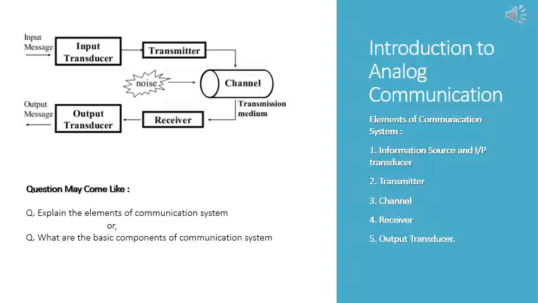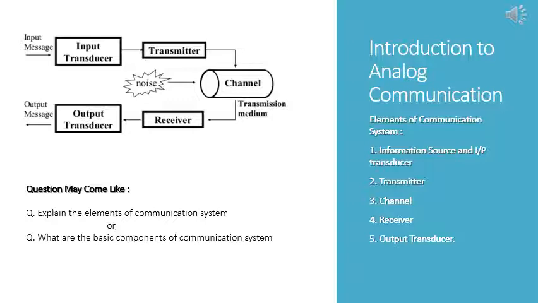So let's start with the first, the input transducer. The input transducer is basically a system which converts any voice signal or video signal to an electrical signal. For example, consider we are using a microphone and giving a speech, or singing a song, anything you can consider. The voice signal is converted to an electrical signal using the microphone. Similarly, we are recording a video using a video camera or a camcorder.